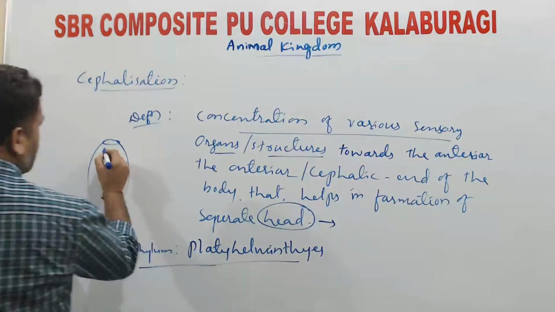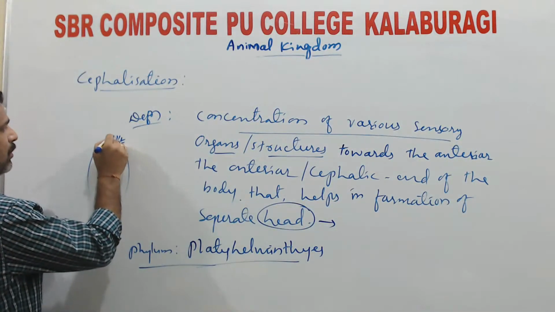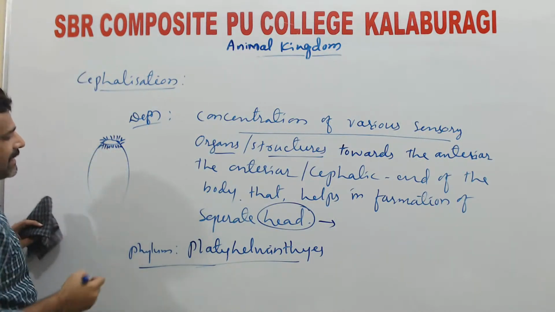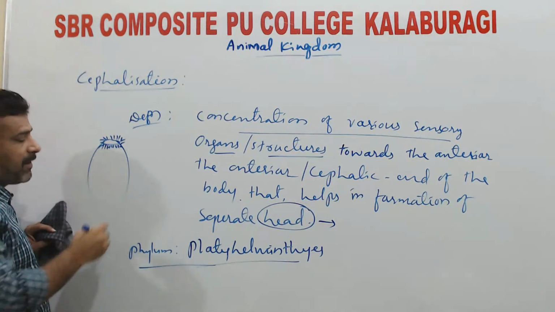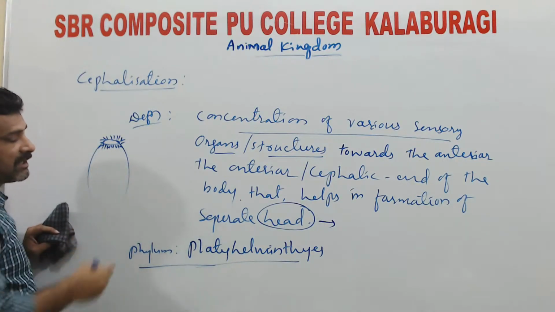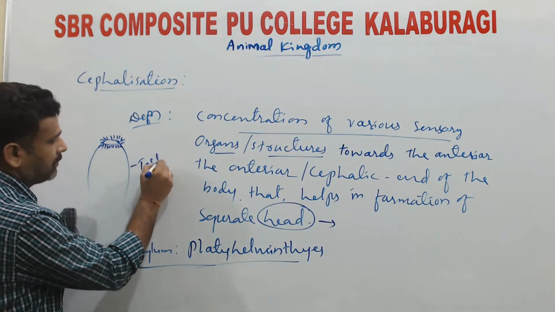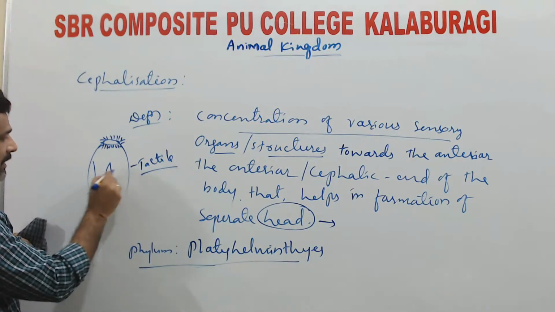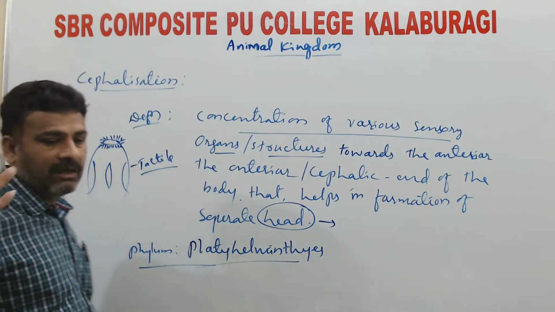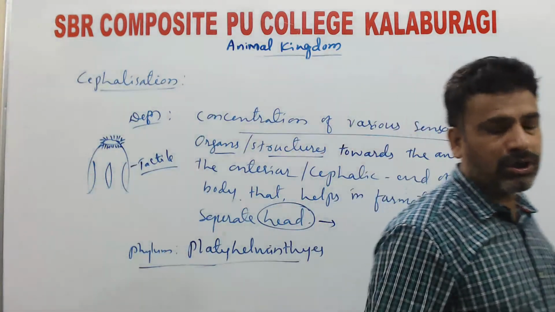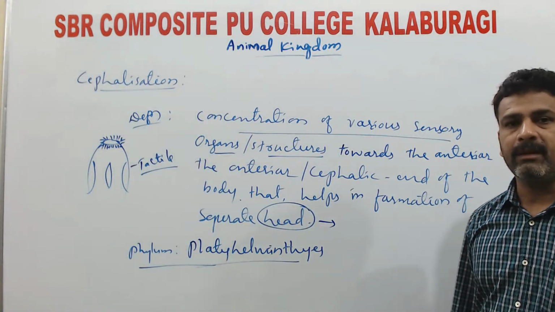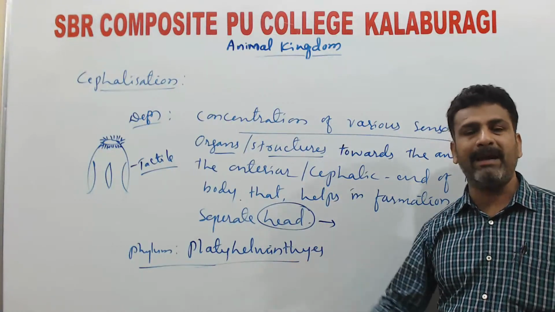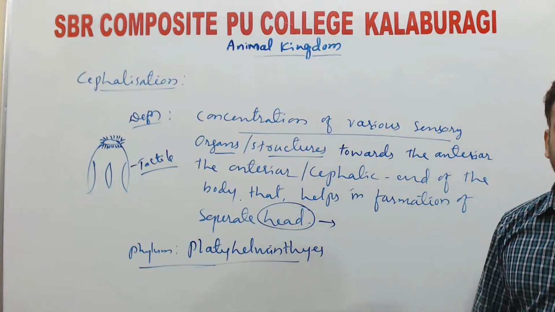Hooks help in attachment to the host body. These hooks get attached to the host body through particular sensory cells. Apart from that, the surface of the head region also possesses tactile receptors. The suckers help in the absorption of nutrients from the host body, because most of the individuals belonging to Platyhelminthes are endoparasitic, and a few are ectoparasitic.